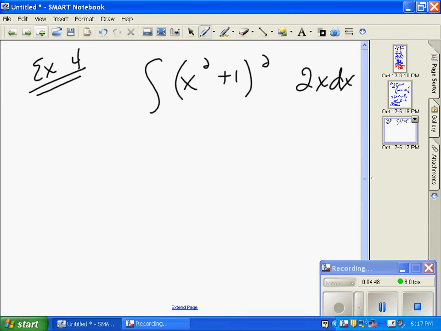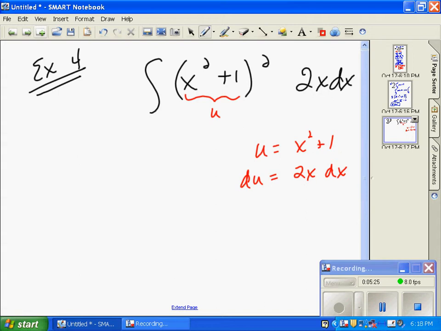I have the integral of (x squared plus 1) squared times 2x dx. What I'm going to try and look for is what would be a good value to substitute in as the simple u. Now since this parenthesis is raised to the second power, I'm going to let that be my u. So let u be x squared plus 1. Now if you look back in the formal definition, I have to have a du as well. So my derivative of u with respect to x is going to be 2x dx.